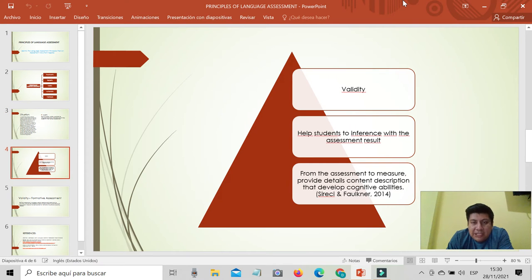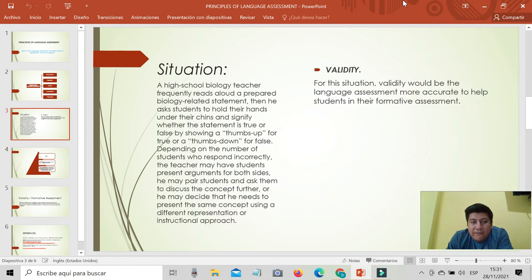We have validity. Validity helps the students make inferences with the assessment results. From the situation where the biology teacher assesses students, for those students that answer incorrectly, the biology teacher is going to ask for their arguments on why they chose this answer.